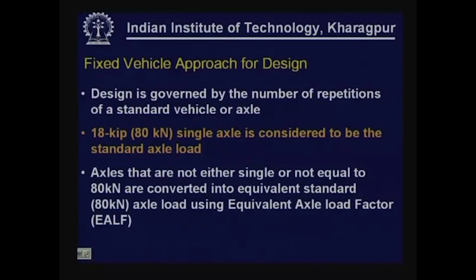Axles that are neither single nor equal to 80 kilonewton will be converted into equivalent standard axle loads using equivalent axle load factors. These are conversion factors that we use to convert a given load into equivalent repetitions of the standard load, which is 80 kilonewton.